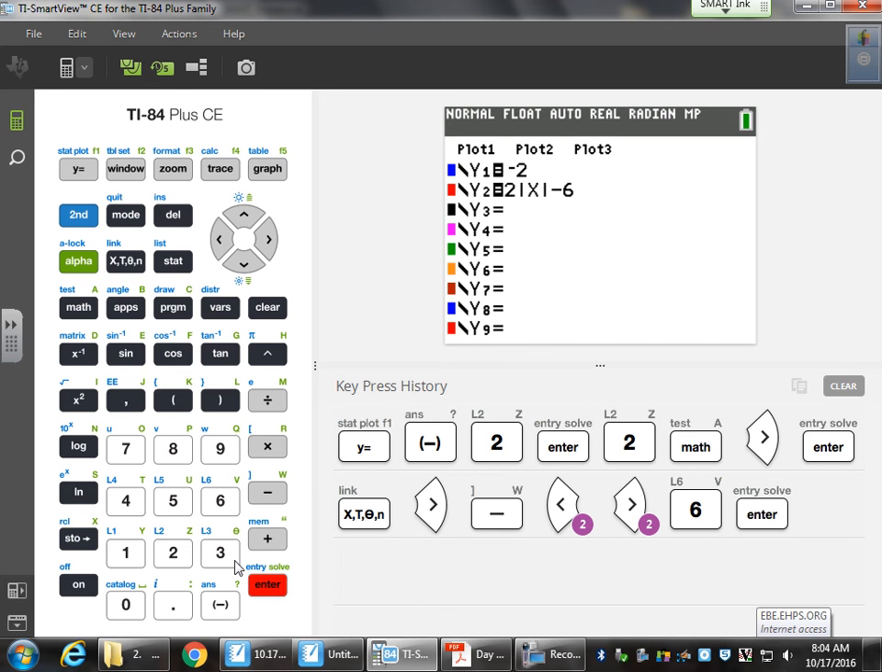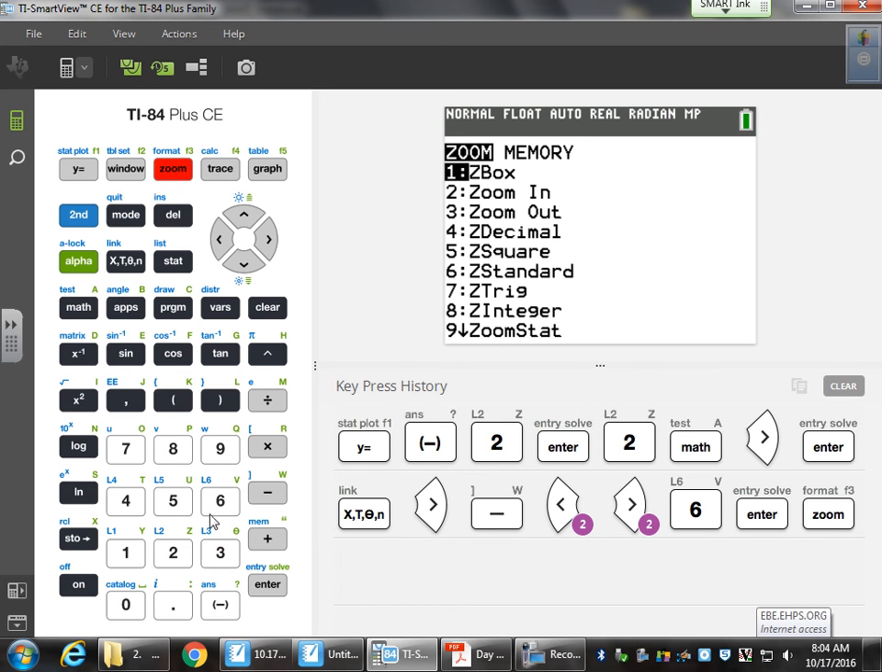I'm going to pause right there. Who needs help getting that far? Good. Now to graph, zoom 6. Zoom 6 gets you to a standard box. So before you graph, I want you to hit zoom and then 6.